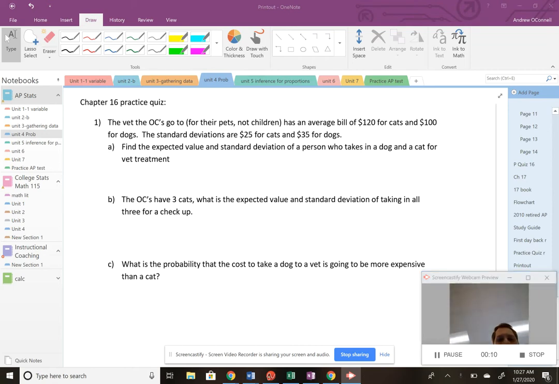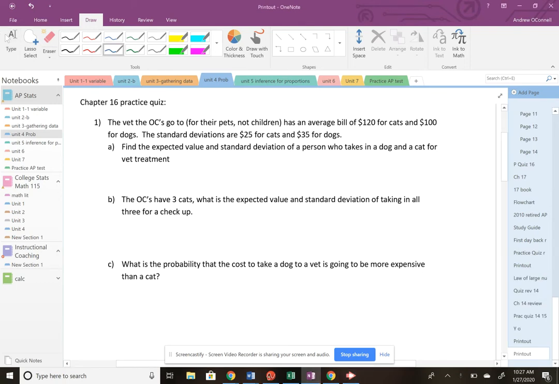The OC's go-to for their pets has an average bill of $120 for cats and $100 for dogs. So I'm going to call that a mean of $120 for cats and a mean of $100 for dogs, with standard deviations of 25 for cats and 35 for dogs. Find the expected value and standard deviation of a person who takes in a dog and a cat.